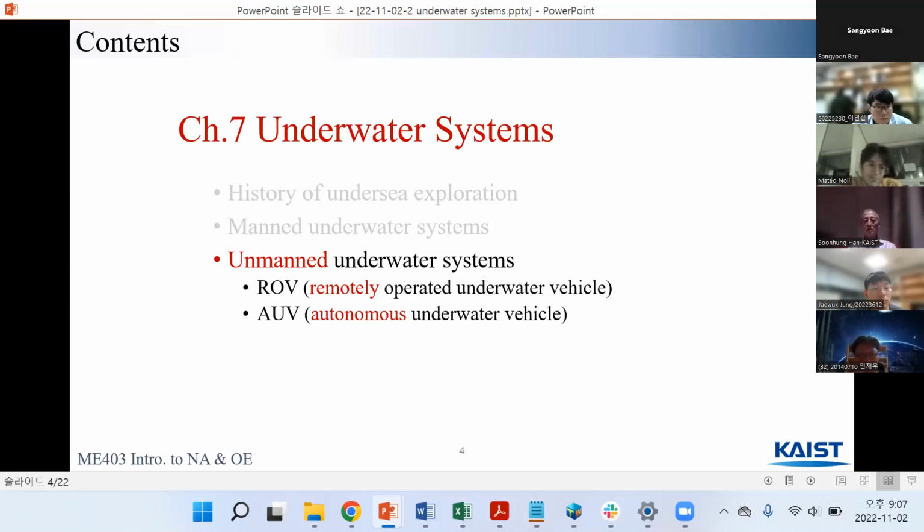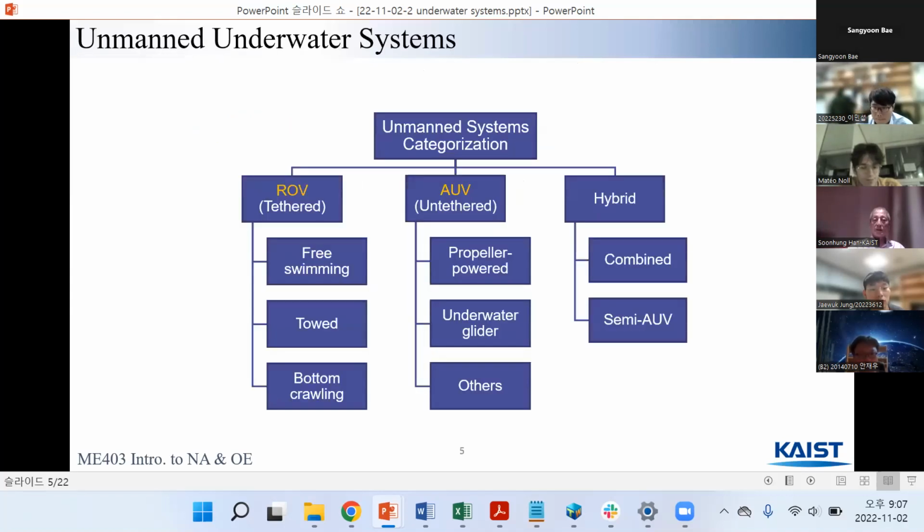But in the discussion session, we already saw what the difference is. But as a summary, we'll see what ROV and AUV are, right? So unmanned systems are categorized or classified into ROV. ROV is tethered. Tethered means the cable is connected. And AUV is a property of no connection. No cable is connected to the system, so they can swim alone.